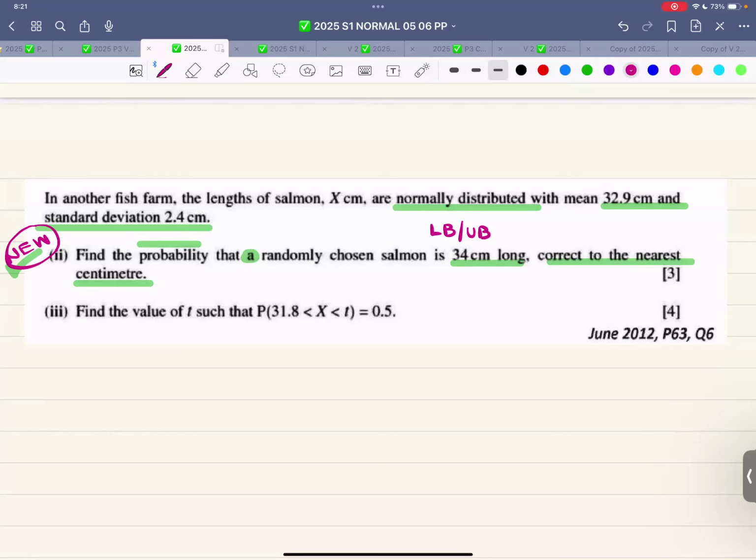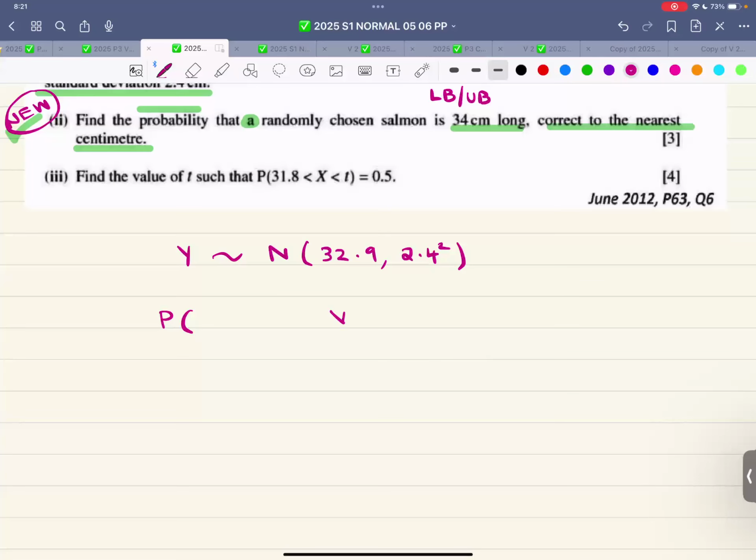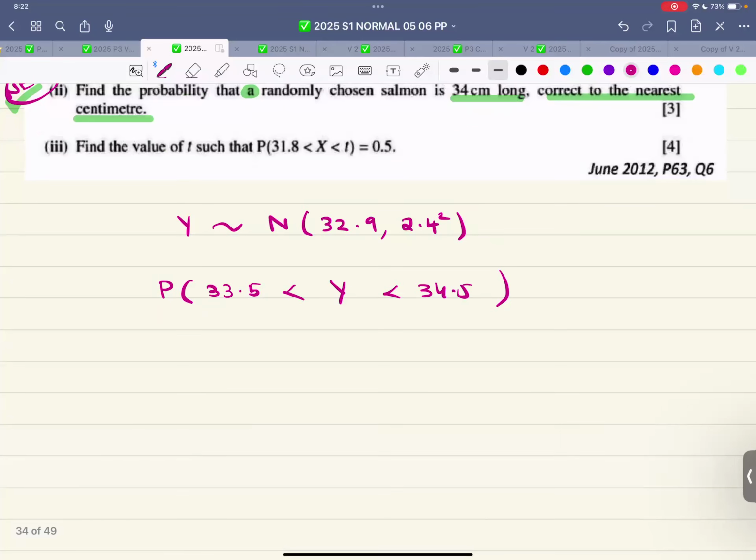That means we can say that Y follows a normal distribution 32.9, 2.4 squared, and probability Y lies between the upper bound and the lower bound. That is 33.5 and 34.5. Don't worry about the inequality because it's by default inclusive. So now I'll standardize: probability 33.5 minus 32.9 divided by 2.4, and 34.5 minus 32.9 divided by 2.4.